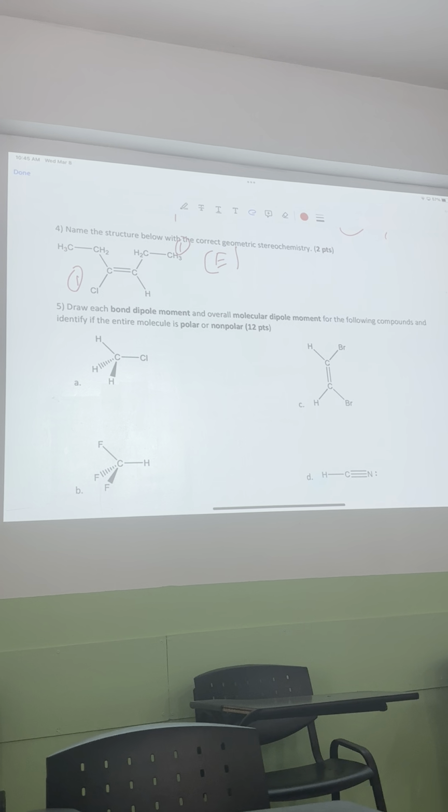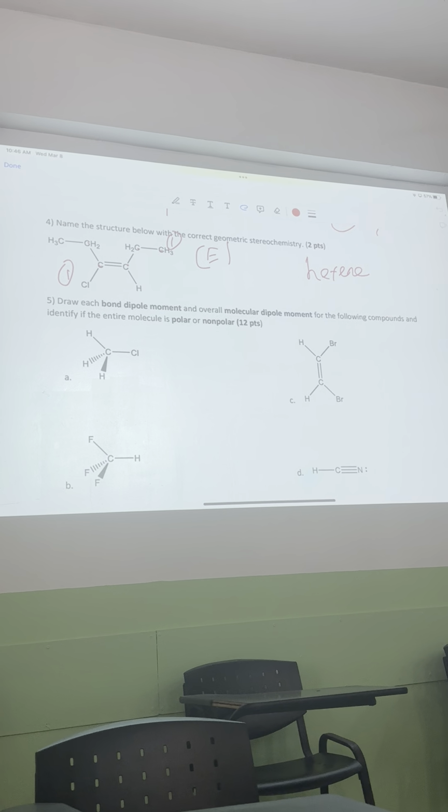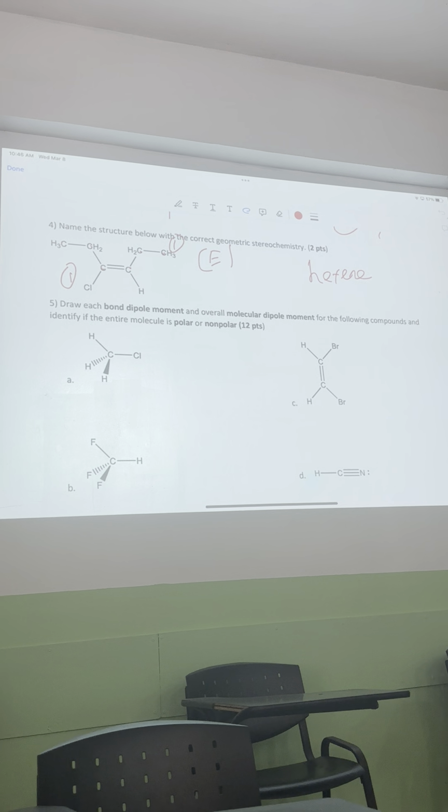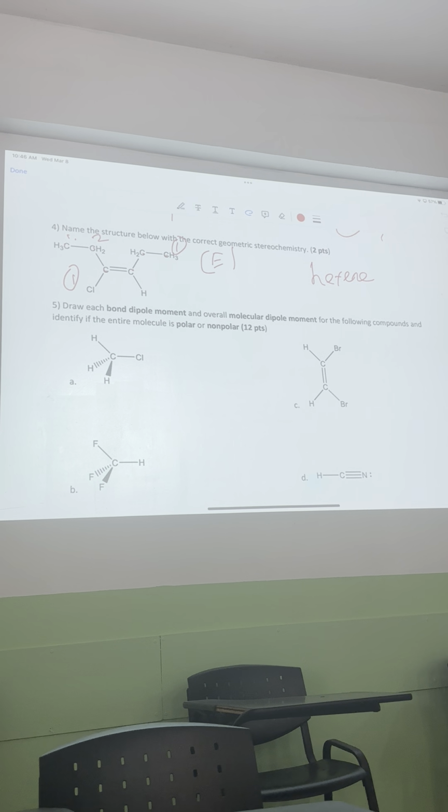Yeah, E, but then this was 1, 2, 3, 4, 5, 6. So this was hexene. And this was on carbon 1, 2, 3. So this was 3-hexene, and it should have been 3-chloro. Right? E-3-chloro-3-hexene.